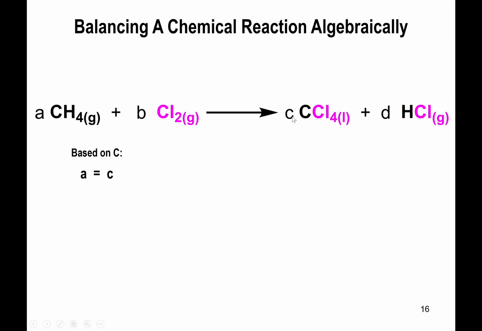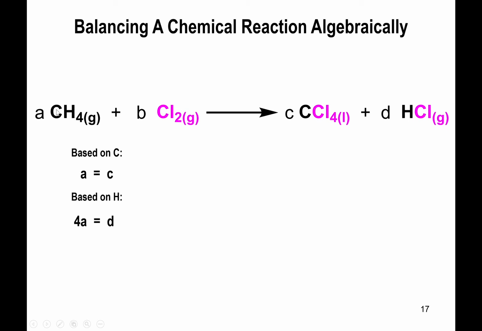And what you do is you balance. You basically look at it from the point of view of the elements. You have carbon, which has to be balanced on both sides. So that means that A, which is the balancing coefficient, times the one carbon, that's what you have on the left side. On the right side, you have carbon multiplied by C. So A has to equal C if this equation is to be balanced.